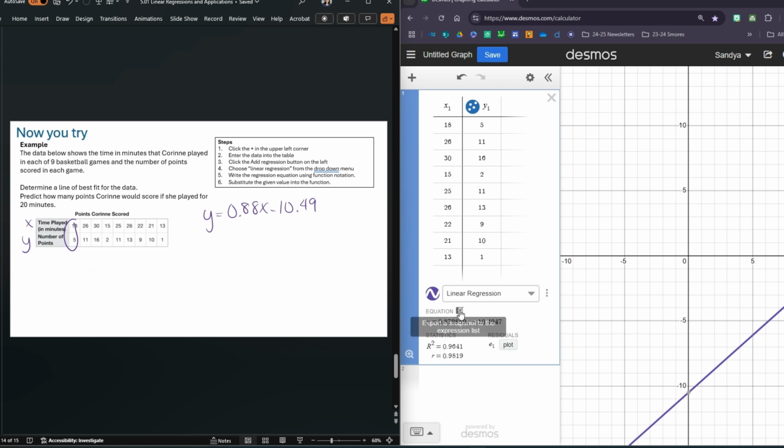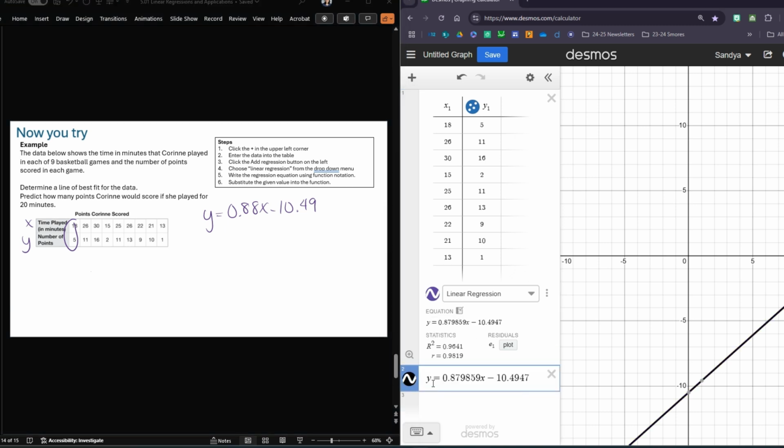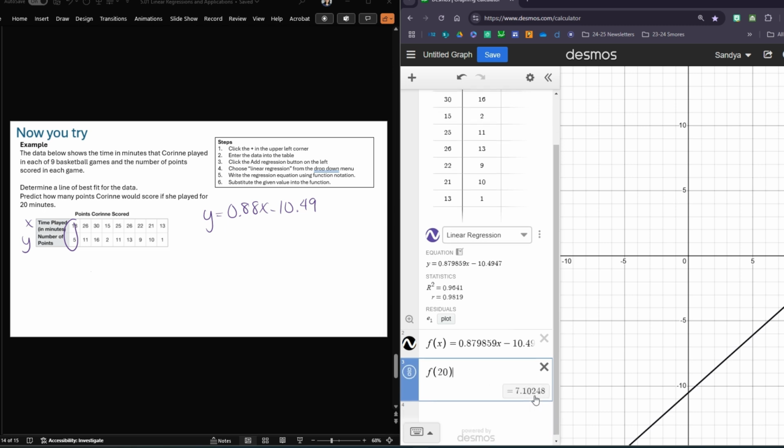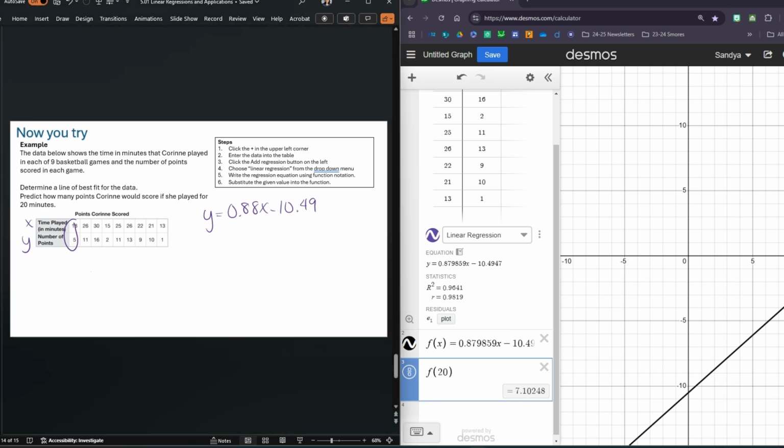So what I'm going to do is click this button right here. You can see here it gives me my equation, and I'm going to replace y with f of x. And then we are going to go to the next row, and we're just going to do f of 20. And so it's going to give us the amount of points here. So notice all these points are integer values. So I'm just going to round to the nearest whole number. And so she scored 7 points.